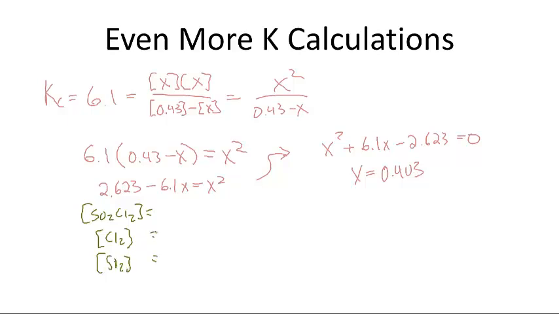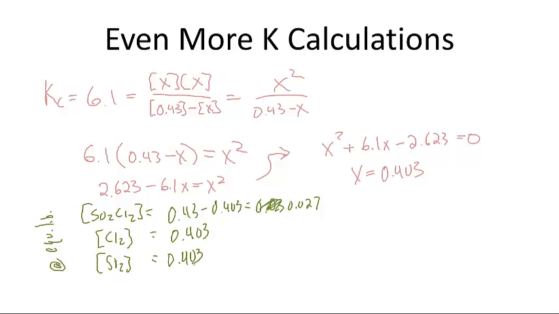Now at equilibrium, my SO2Cl2 concentration is 0.43 minus 0.403. So it's equal to 0.027, right? That's not what I was asked, though. I was asked for this, which would just be 0.0403 and 0.0403.